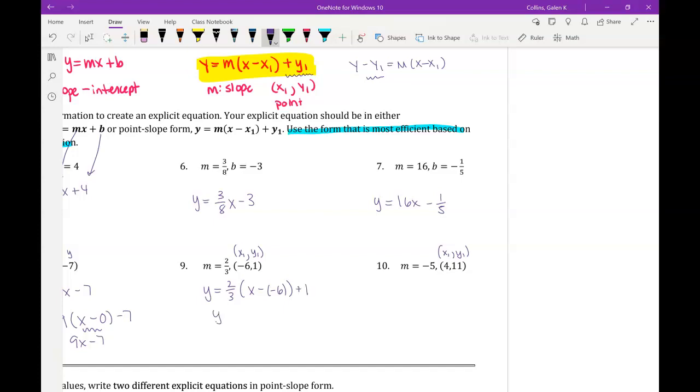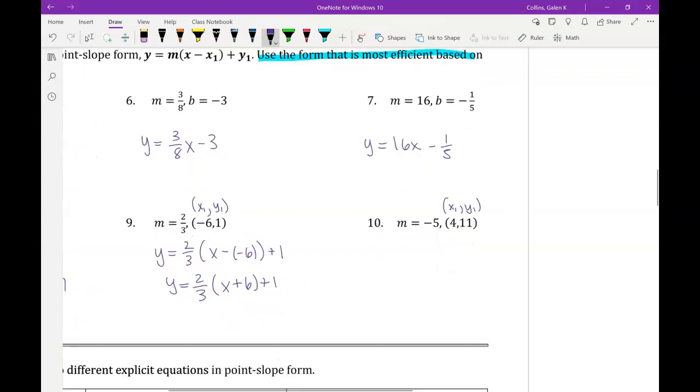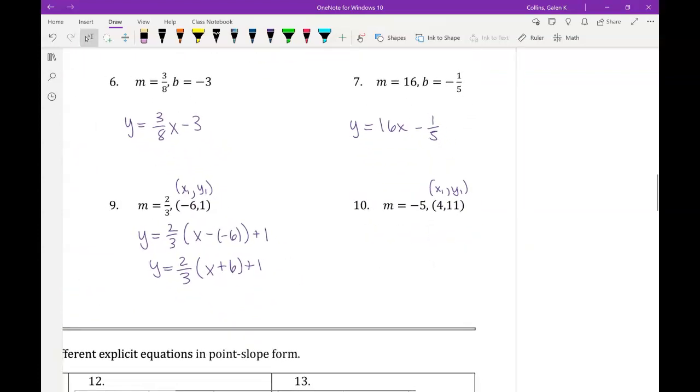So I could also rewrite this, and I probably would. We do this a lot in geometry, actually. I would rewrite this as x plus 6, x plus positive 6. So remember, subtracting a negative is the same as adding a positive.